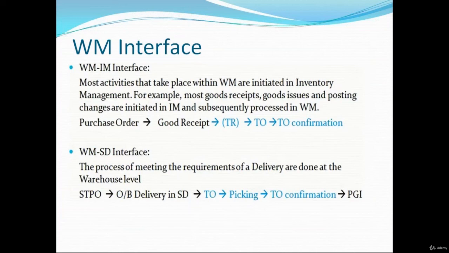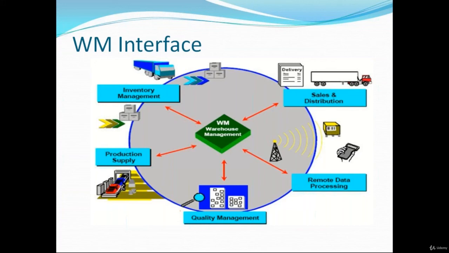How it is linked with the IM interface: as I explained in the inbound process, procurement can be of two types, internal procurement or external procurement. Internal procurement means you are procuring material from your own manufacturing plant. Your company produces a semi-finished or finished item for your plant, and this material will be kept in the warehouse management system.